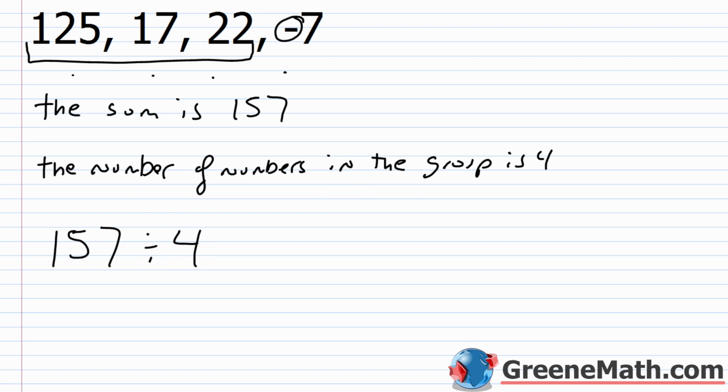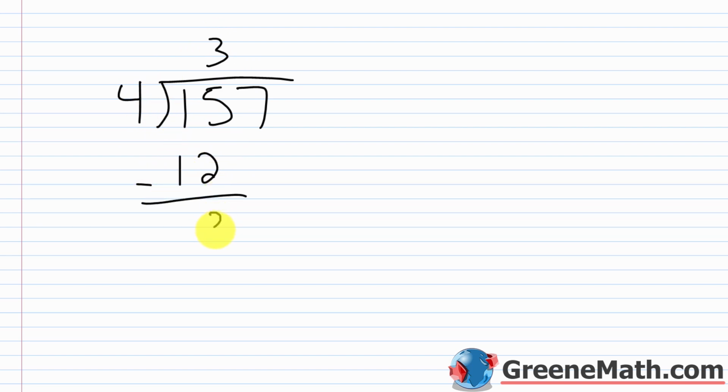The number of numbers. Again, something I don't work with a lot, so I have to do a long division. And so 157 divided by 4. 4 will not go into 1. It'll go into 15 3 times. 3 times 4 is 12. Subtract, we get 3. Bring down the 7. So 4 is going to go into 37 9 times. 9 times 4 is 36. Subtract, and we get 1.